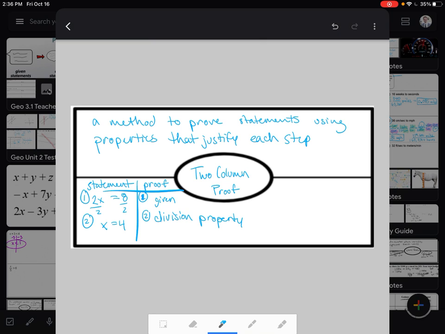Today, we're going to focus on algebraic examples, or just solving equations using proofs. So something that we're familiar with, going through doing our inverse operations and everything that we're used to with getting variables alone. And the only difference today is we're going to write out why we're allowed to do each of those steps.